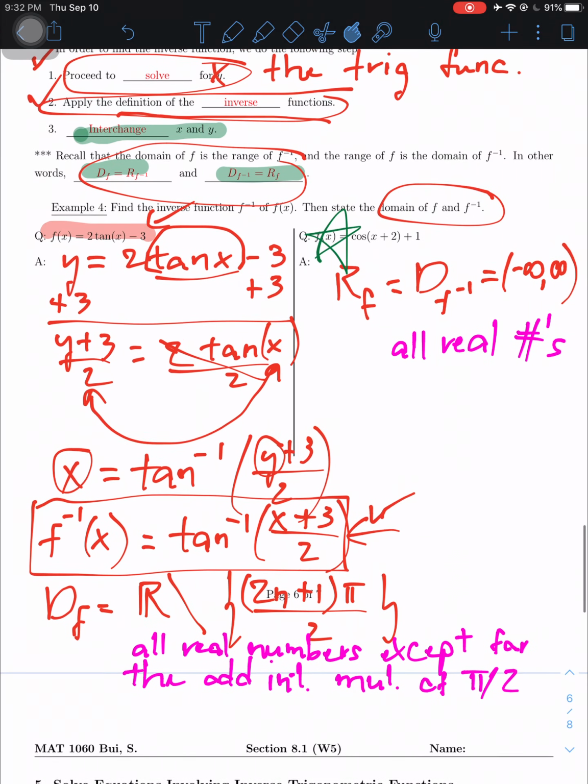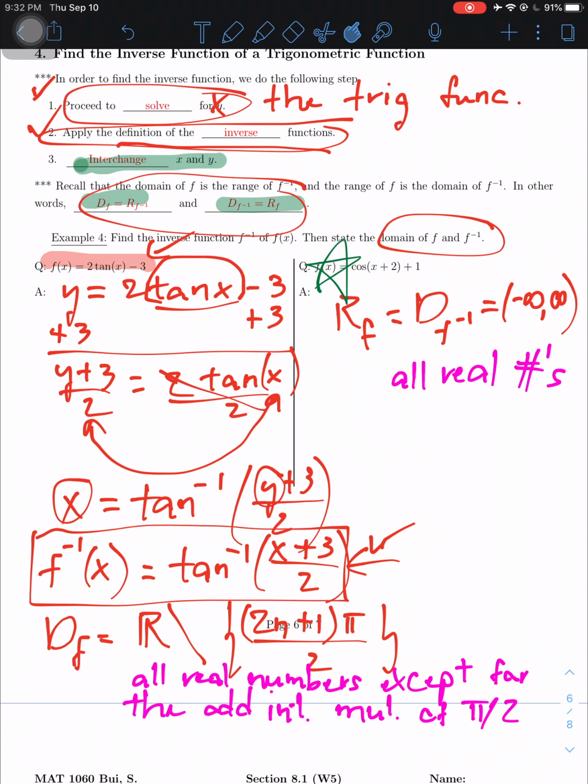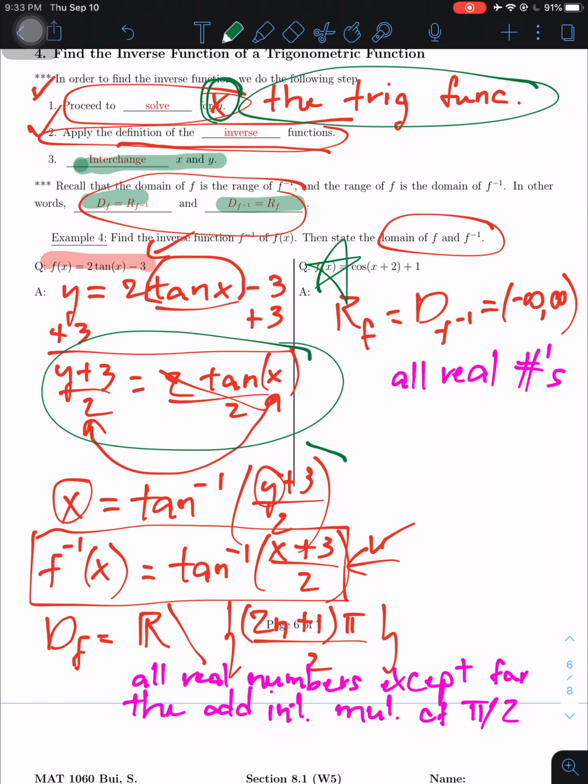Just really quick before we move on, make sure you fix the note in here. I think we have to change this. Instead of solving for y, we're going to say solve for the trig function, just like what we did in here, so that we can apply the inverse function definition and then proceed from there, okay? So make sure you change the note. It still makes sense-ish, but just change it to make even more sense.